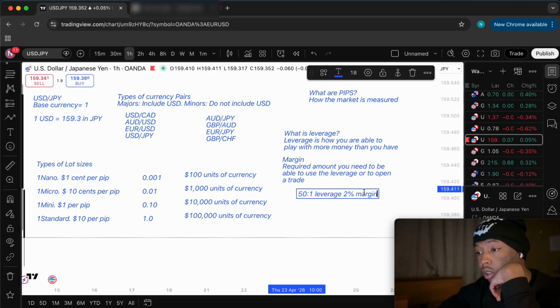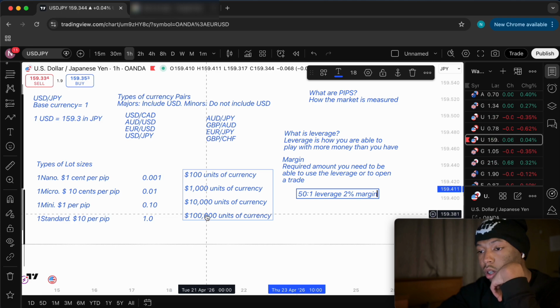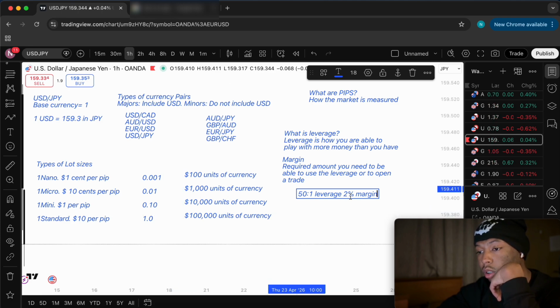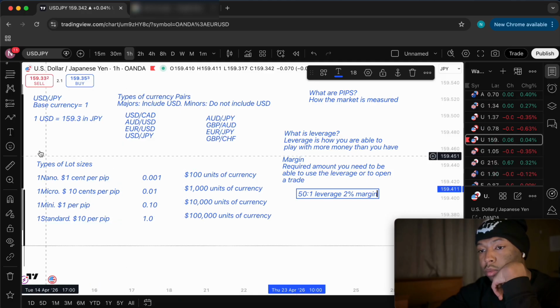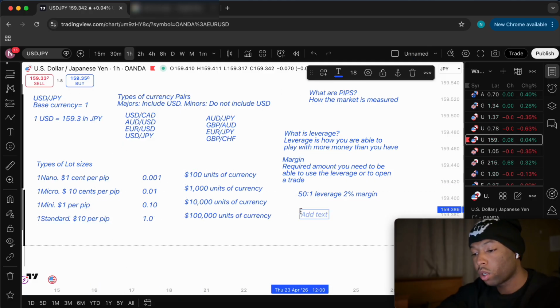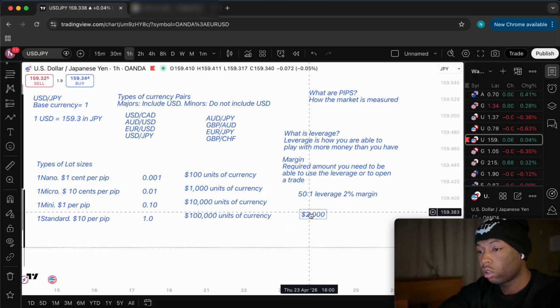But if it's a 2% margin, right, which is the required amount. So if I want to open a 100,000 position, right, and it's a 2% margin, how much money do I need to be able to open this position? The required amount I would need is $2,000. Okay.